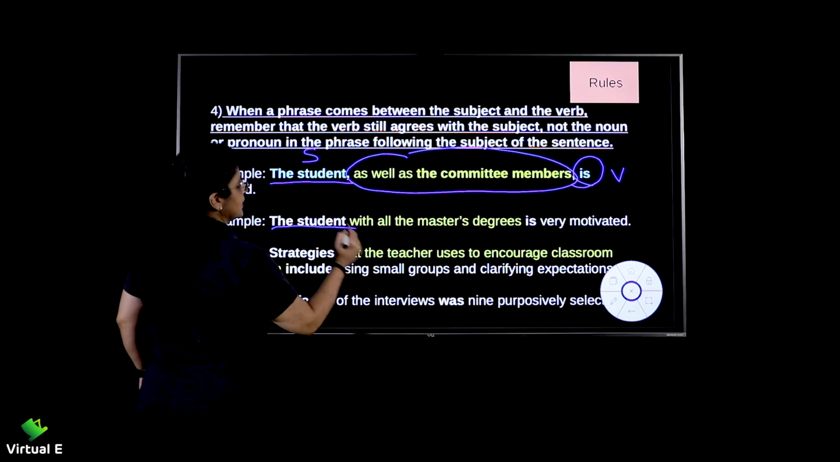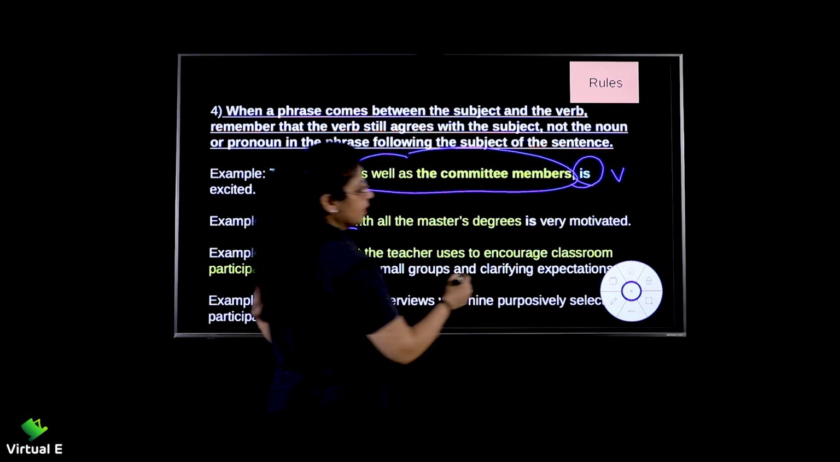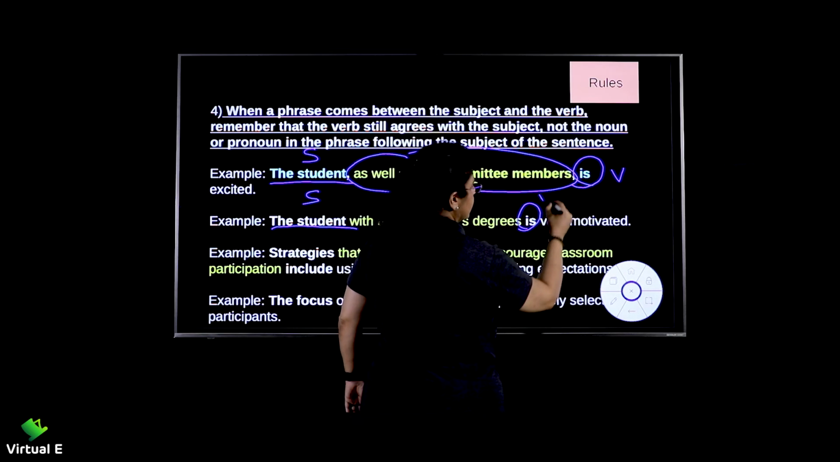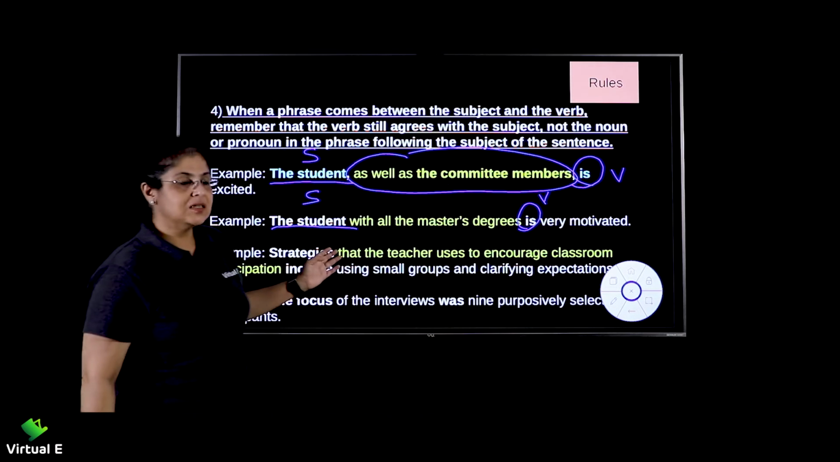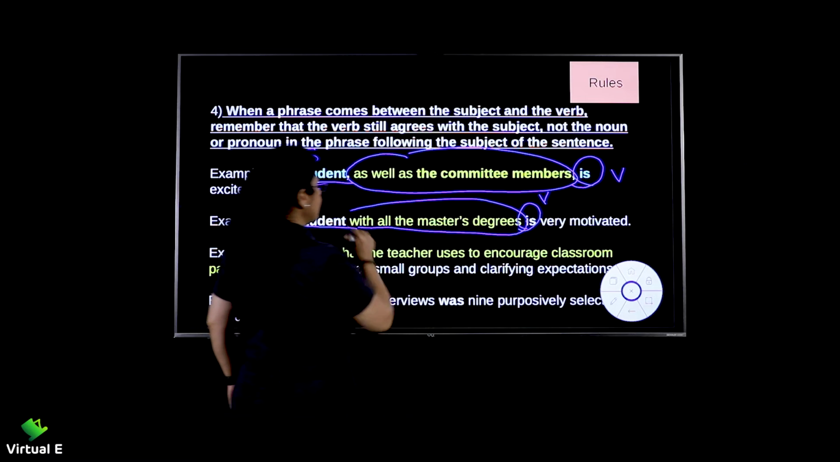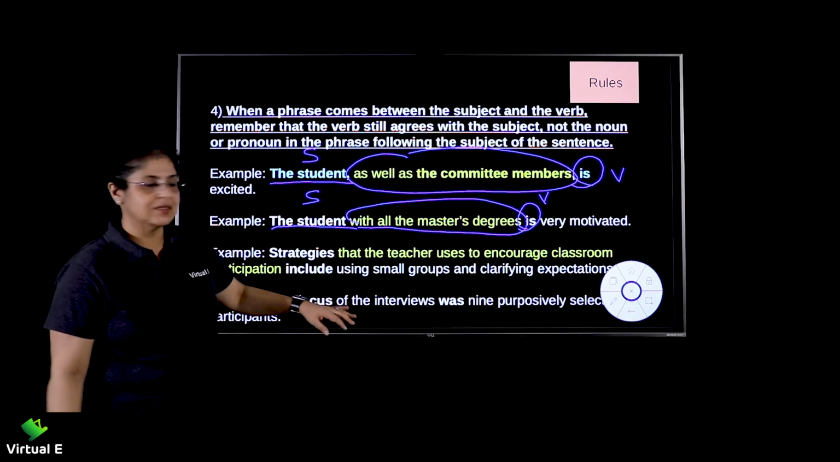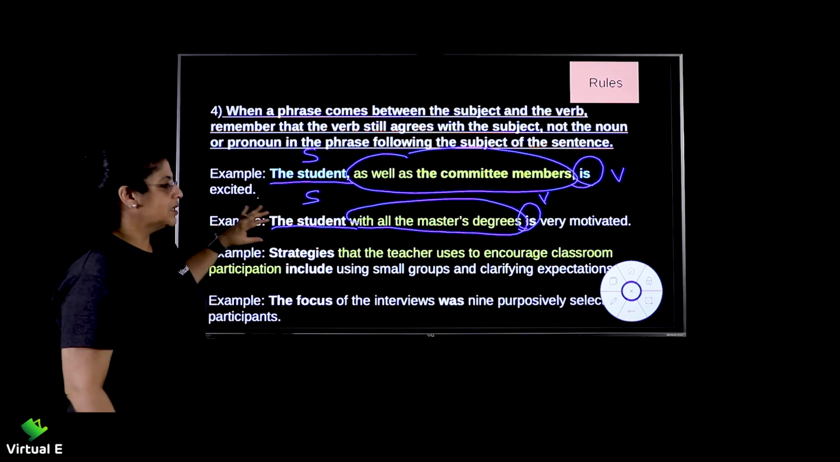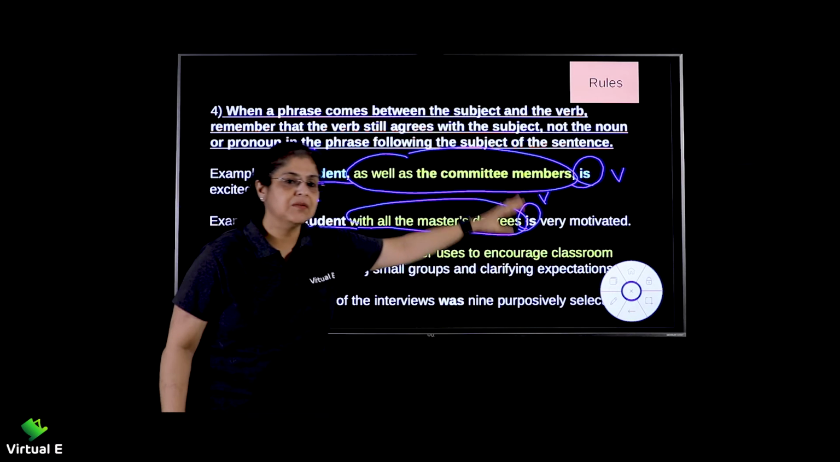Again, what's your subject? Student. Is the verb, right? And what is the phrase in between? With all the master's degrees. Again, this is just to confuse you a bit. That's it. You stick to your sentence. The student is very motivated.